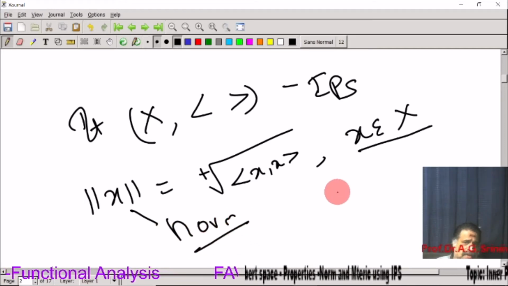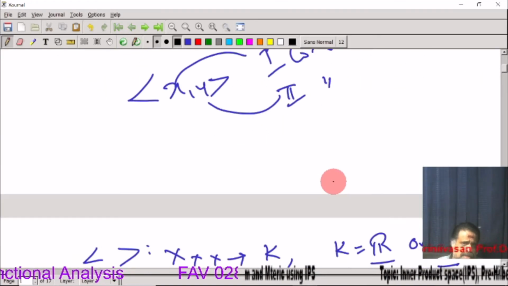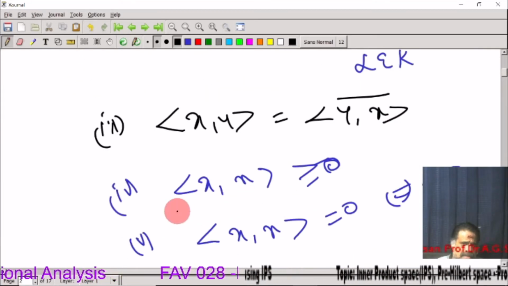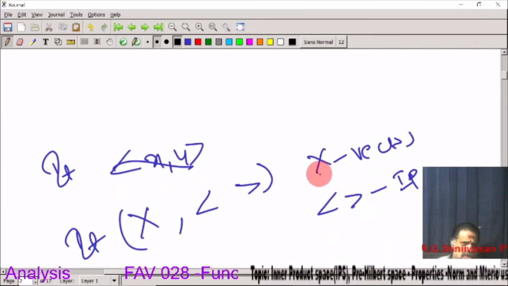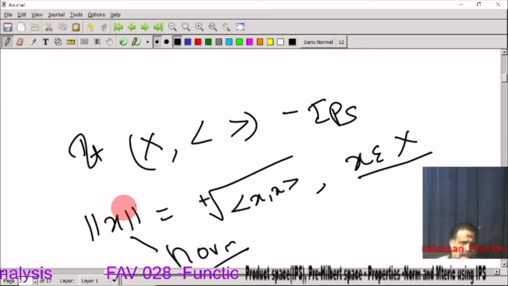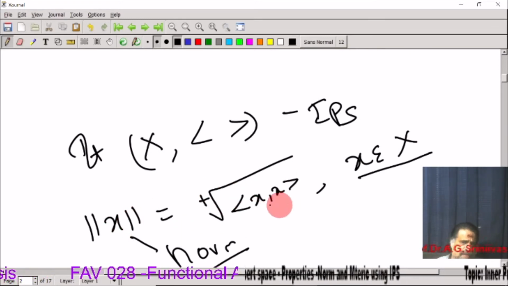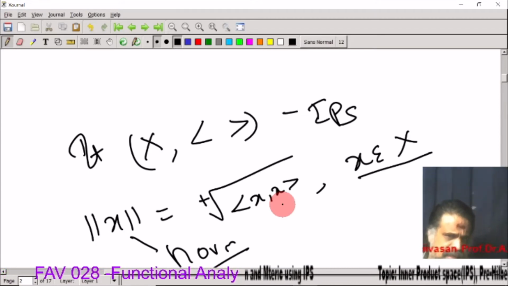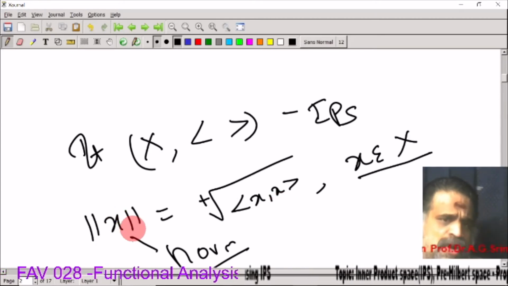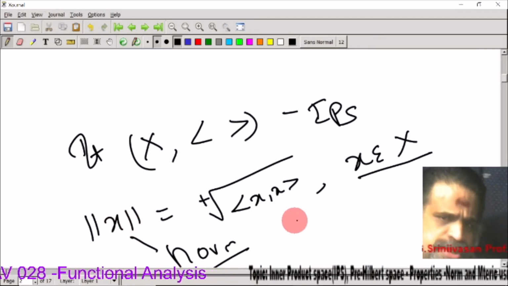Note that we already saw in the definition of inner product space, the inner product xx is always a real number. So this is well defined, and the norm is always a real number. It's a positive square root of xx. Therefore, norm x is always also positive. We will see a little later this norm is in fact a norm. It satisfies all the properties of the norm, which we'll do after a few discussions.